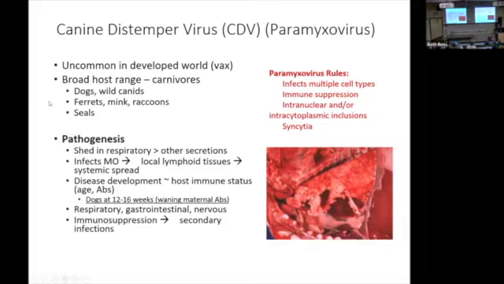This is uncommon in the developed world in domestic species. However, we do see it occasionally in wild carnivores. We get a lot of wildlife here. So the host range is pretty broad, and a lot of wildlife species can be affected. Seals, they can get canine distemper. They also have their own distemper, phocine distemper virus.